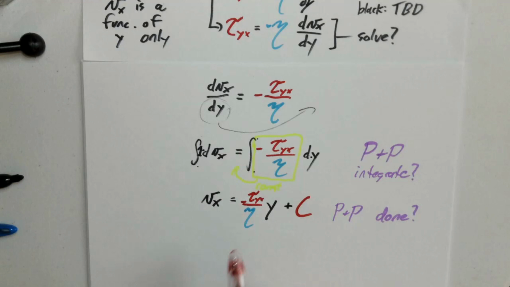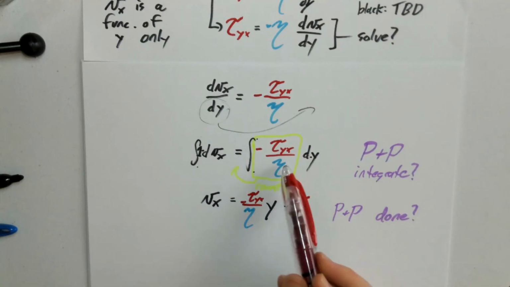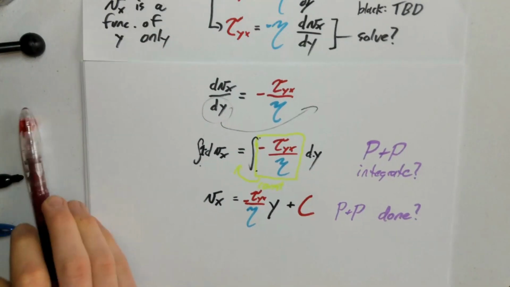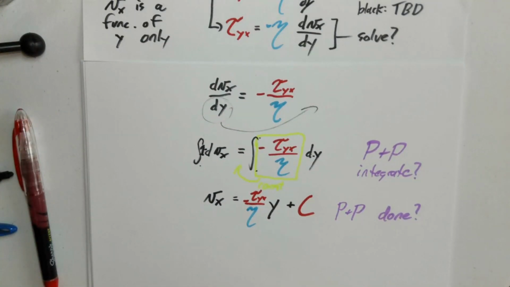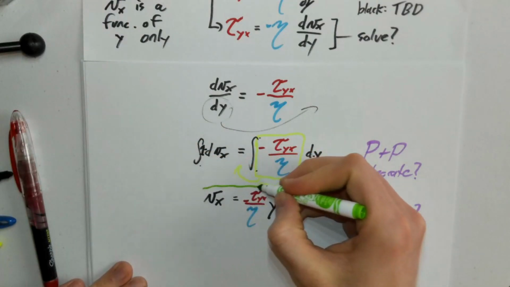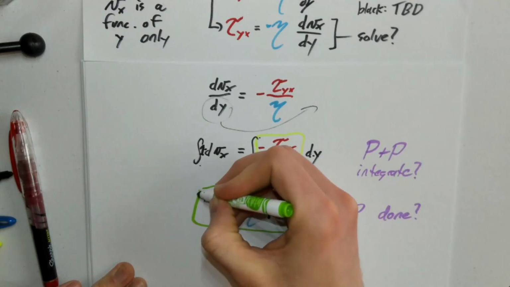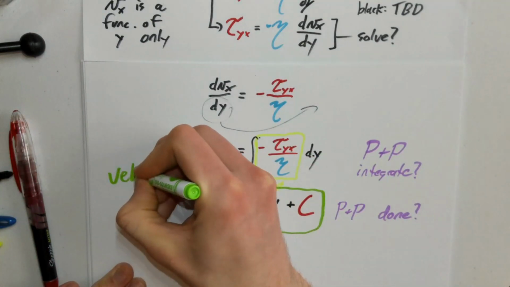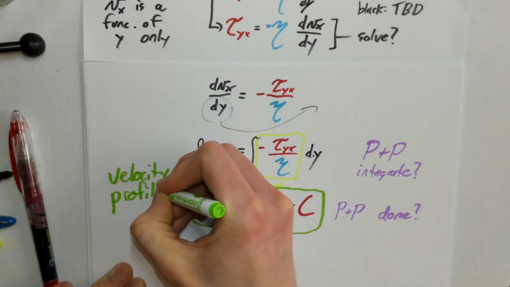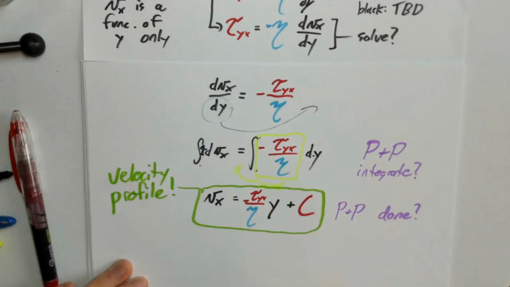So we've solved this differential equation by integrating. It actually wasn't that bad of an integral. It was just integrals of a constant. We did it. So now we have this. And if you notice, this is the workings of a velocity profile.